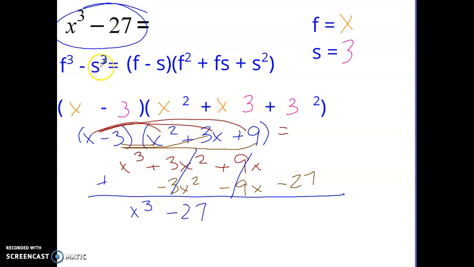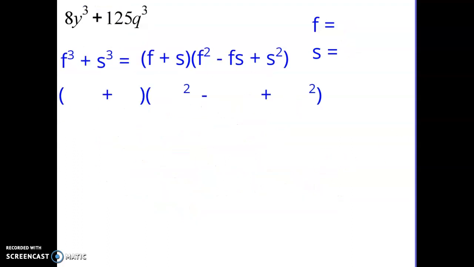Okay, so there's an example of difference of cubes. Let's do a sum of cubes. All right, here's a sum of cubes. Just like before, I have to figure out what f is going to be and what s is going to be. So I'm going to look at this one, and I have to ask myself what cubes to be 8y to the third. What can I multiply by itself 3 times so that I get this? Well, the y to the third part is not hard. What cubes to be y to the third? Well, that's y.